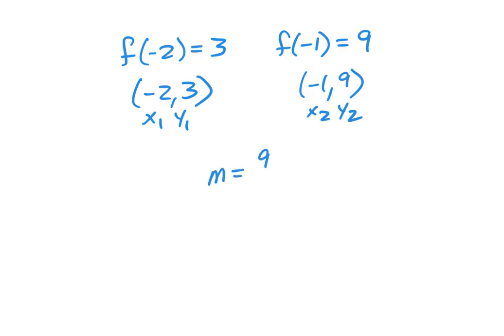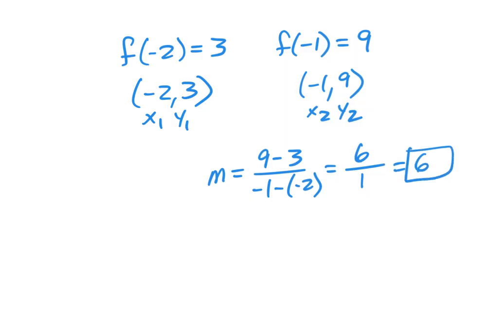So we're going to go 9 minus 3 over negative 1 minus negative 2. 9 minus 3 is 6. Negative 1 plus 2 is 1. 6 over 1 is 6. And that's our slope.